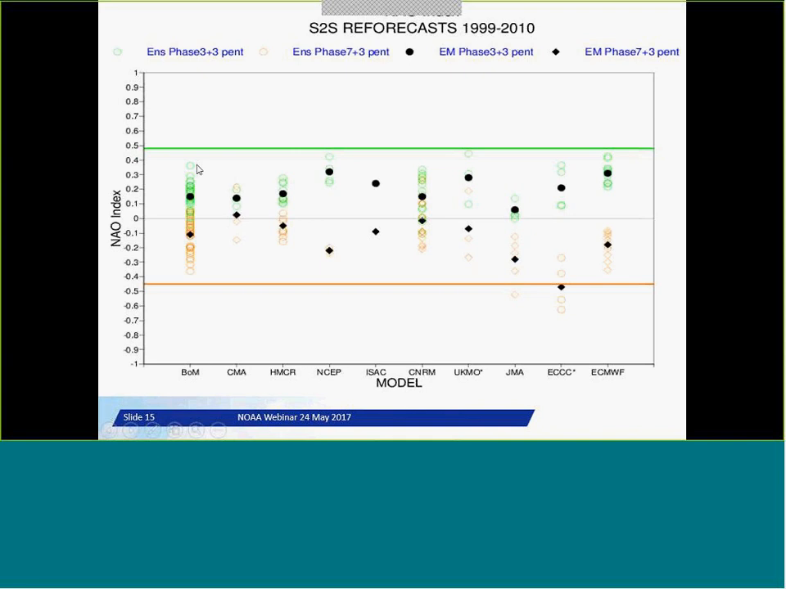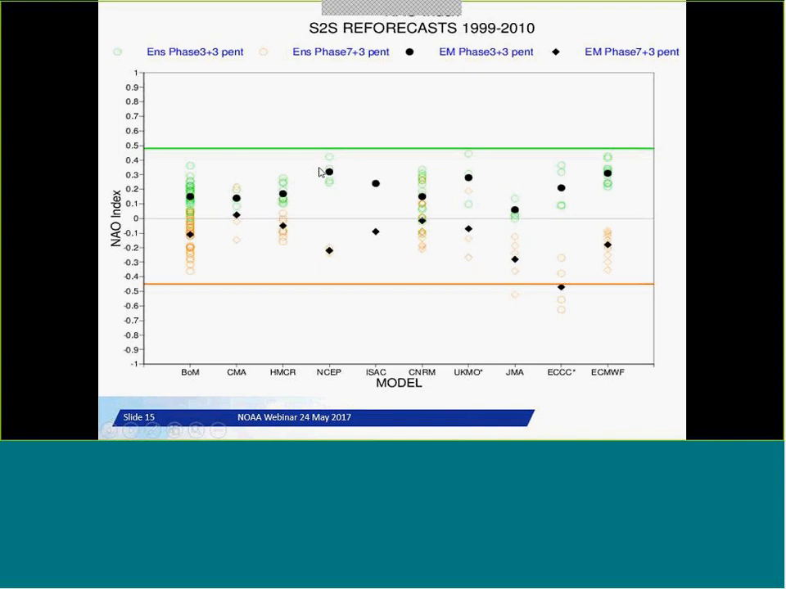So this slide shows the NAO index three pentads after an MJO in phase 3, in green, and three pentads after an MJO in phase 7, in orange. The solid circles represent the index when we put all the ensemble members together, and the solid diamonds the same but for phase 7. And each open circle represents one ensemble member. Some models have a larger ensemble size than others, which is why the number of circles is not the same. But what we can see, first of all, is that all models show a circle above the diamonds, which means that all of them suggest that after an MJO in phase 3, we have more chance to get a positive NAO than three pentads after an MJO in phase 7.